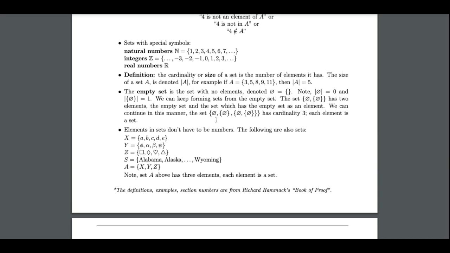If you keep going, see this one. We have the empty set, a set of the empty set. Then we have a set of the empty set and a set of the empty set. So what is the size of this set? That will be 1, 2, 3. So we're treating this one as one element in this set, right? So 1, 2, 3. The size of this set is 3.